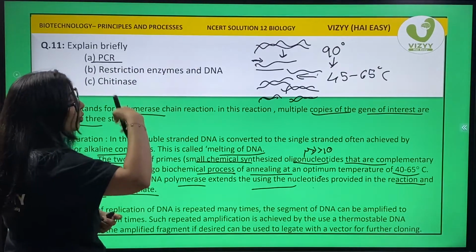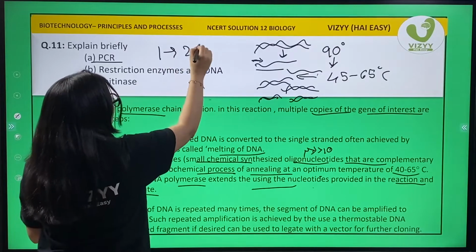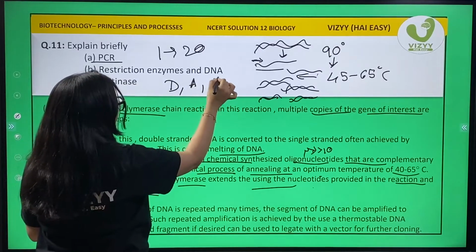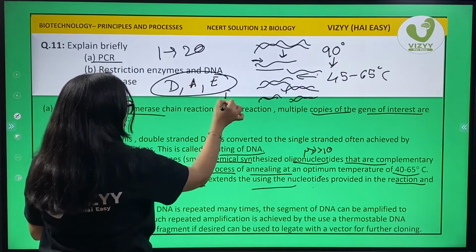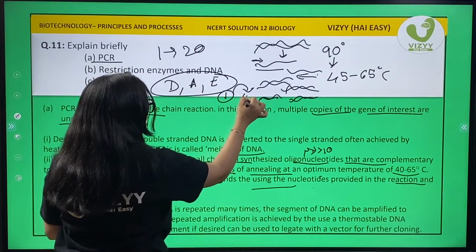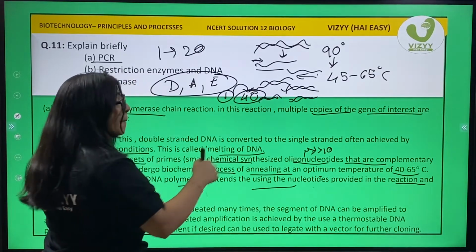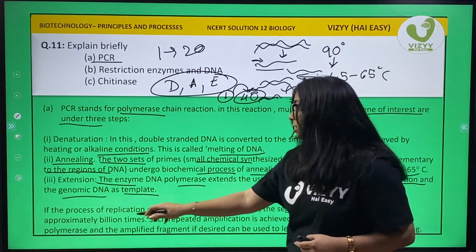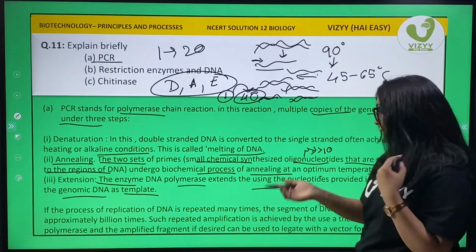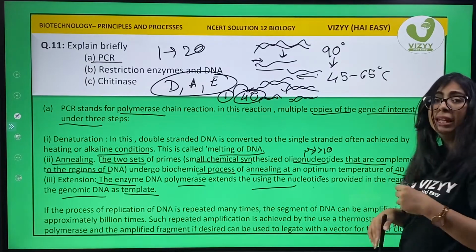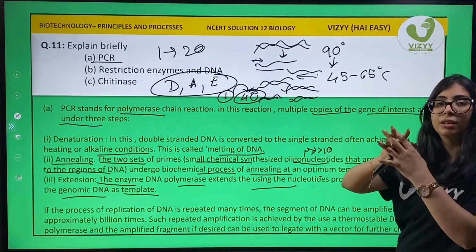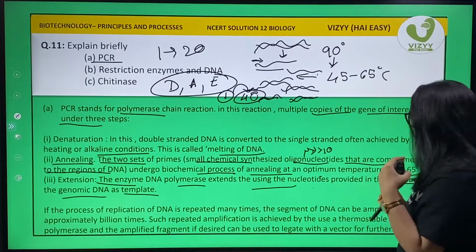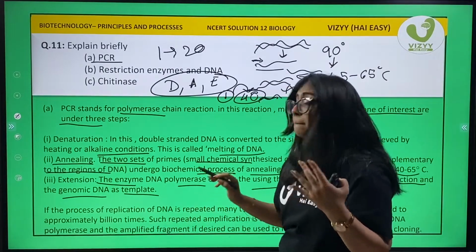This reaction will go on for many cycles. One cycle has denaturation, annealing and extension. This entire process is done once and then repeated multiple times, up to 40 times. So a series of similar genes is produced. If the process of replication of DNA is repeated many times, the segment of DNA can be amplified. Amplification is making things large. From one we obtain many strands, approximately a billion times.